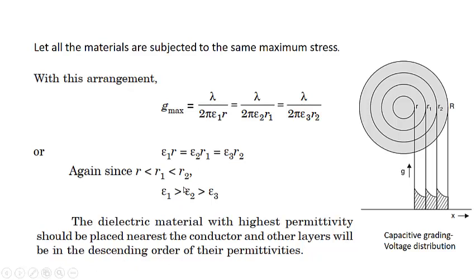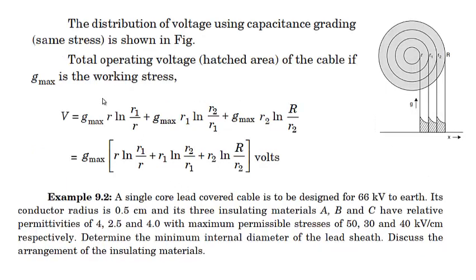So this is very important. When we have to use different dielectrics for a cable, the dielectric material having the highest permittivity has to be placed near the conductor, and with the decreasing order of the permittivity, we have to place the other dielectric materials. The distribution of voltage using capacitive grading for the same stress is shown in this figure. You can see we have the same maximum dielectric strength at the surfaces, and by using this, we have derived the formula.